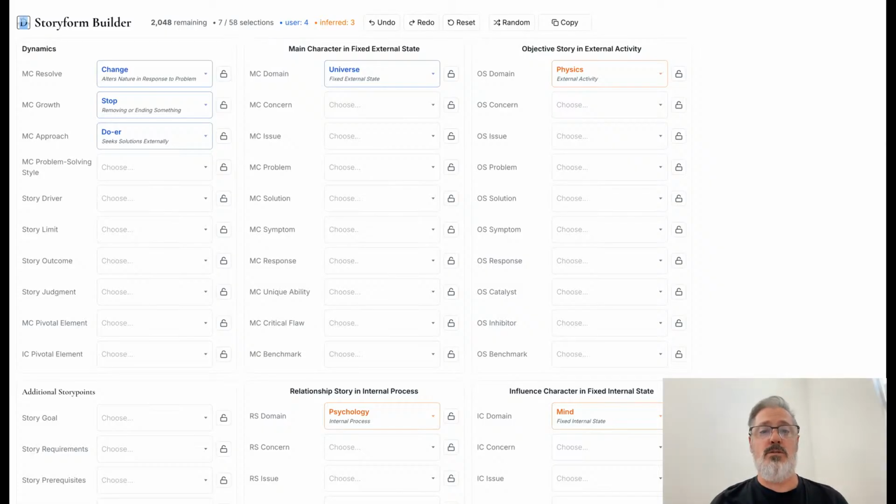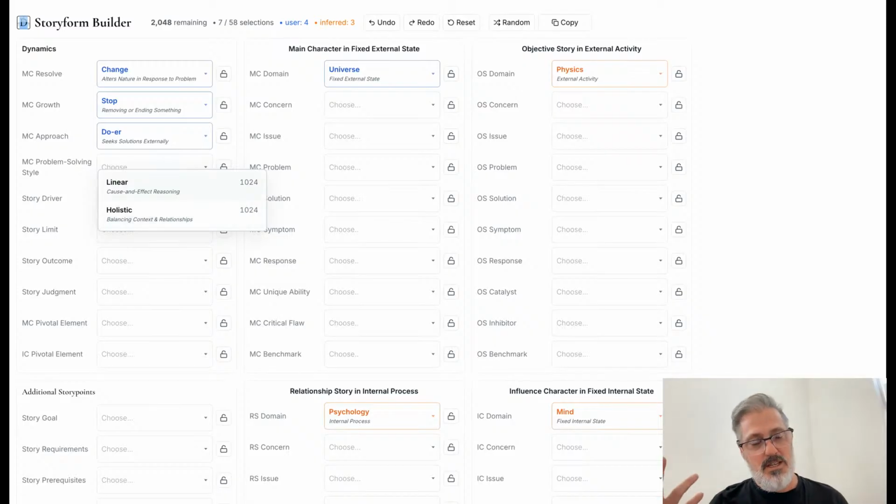Well, the first thing I would do is show them how everything has been the same, which would be these three dynamics, this setup here, and then I would set the problem solving style. You have a choice between linear and holistic, which is essentially the main character. This is really about the whole narrative, but you can see it more in the main character. Do they work more in terms of cause and effect, like one, two, three, four, or do they see the balance between things and see how it all fits together?